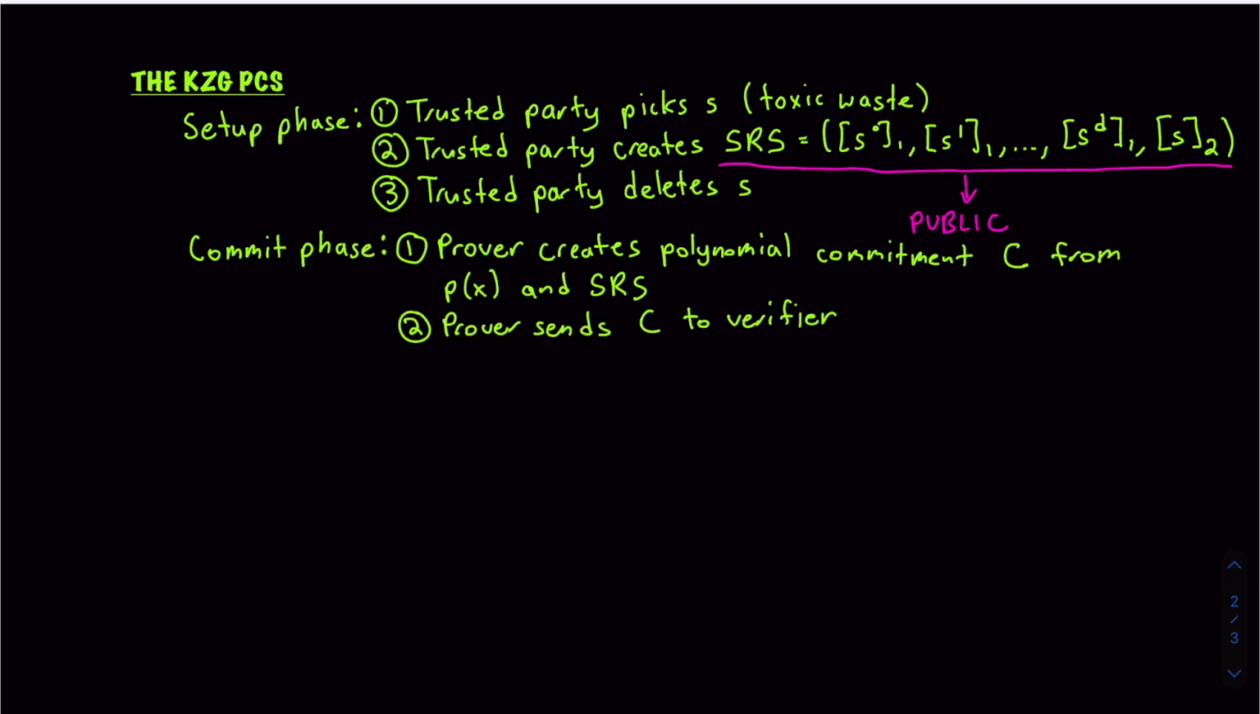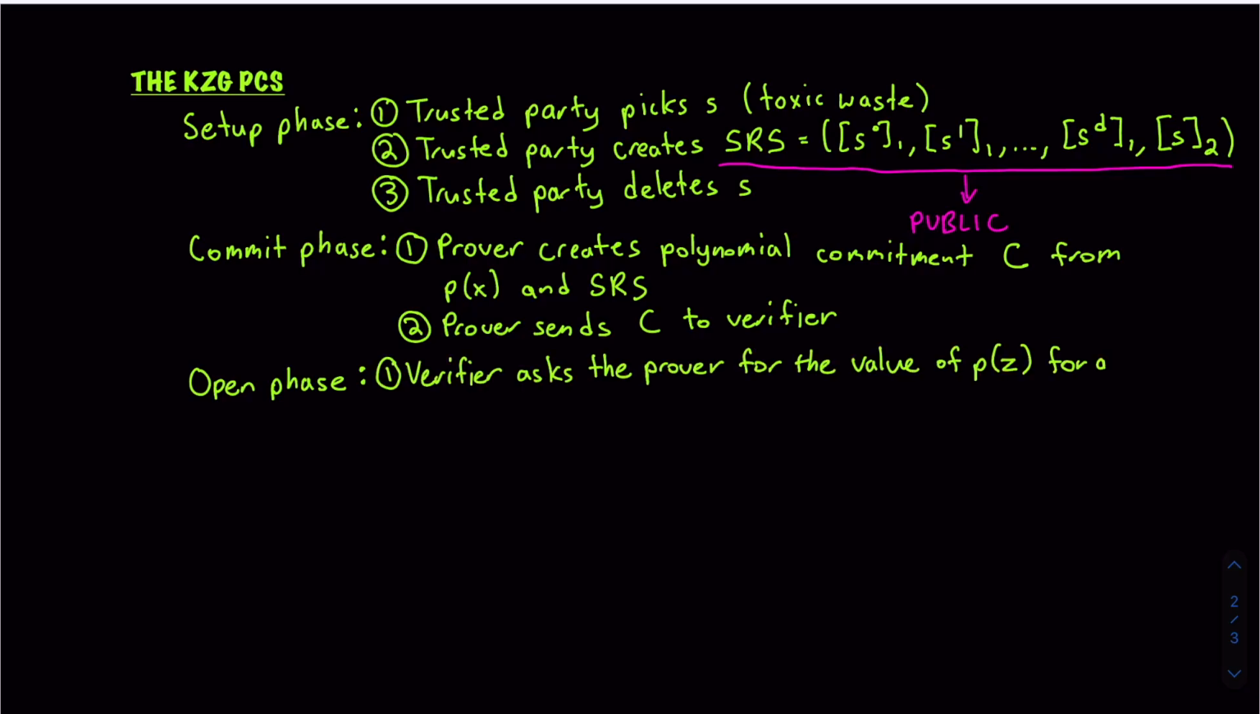Now we move on to the open phase. This is where the verifier asks the prover to open the committed polynomial at a point of the verifier's choosing. Concretely, the verifier picks some scalar z and asks the prover to reveal the value of the polynomial at that point. So the prover sends over a value y, which they claim is the value of p of z.